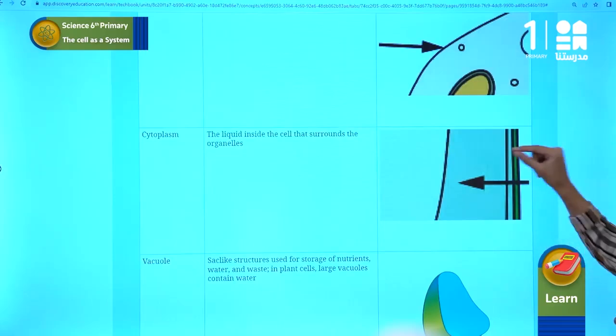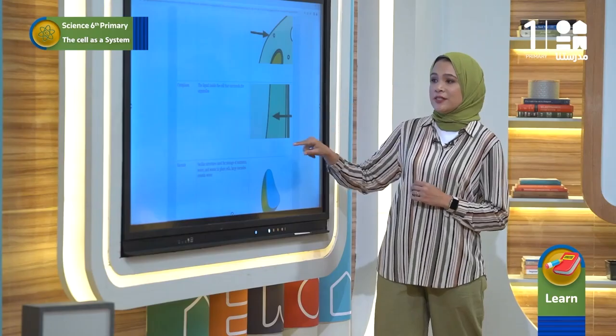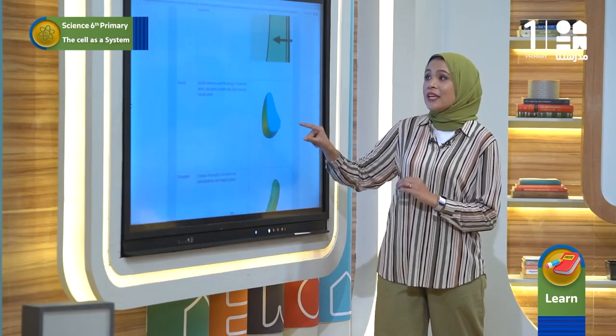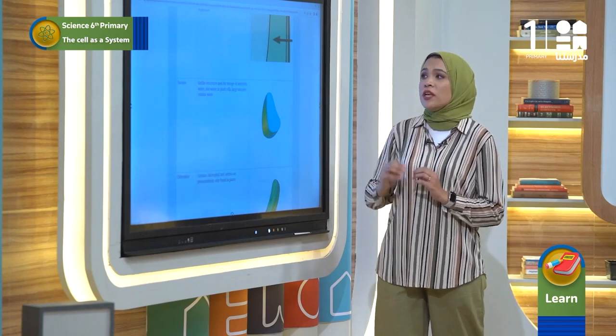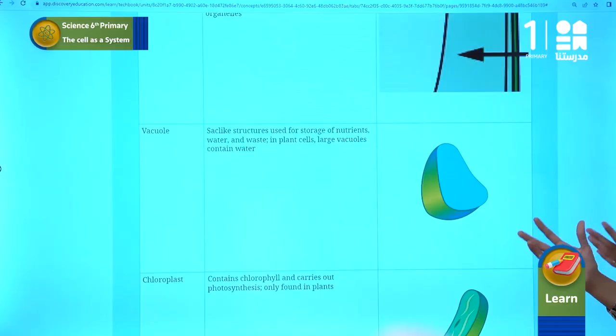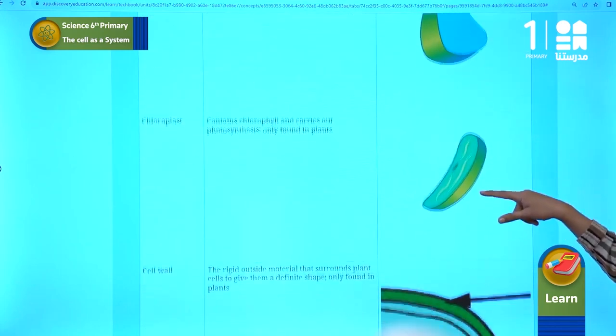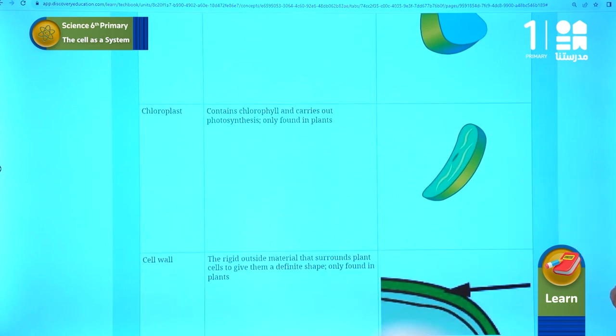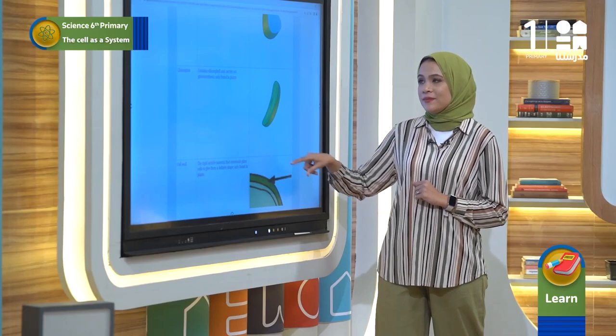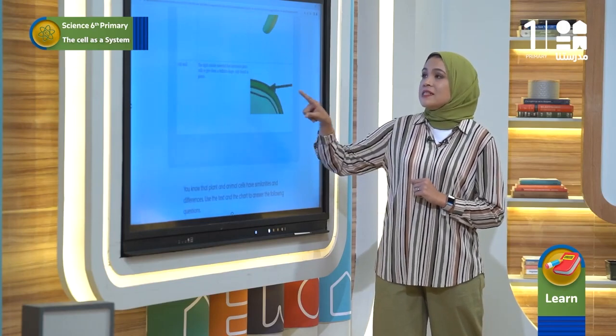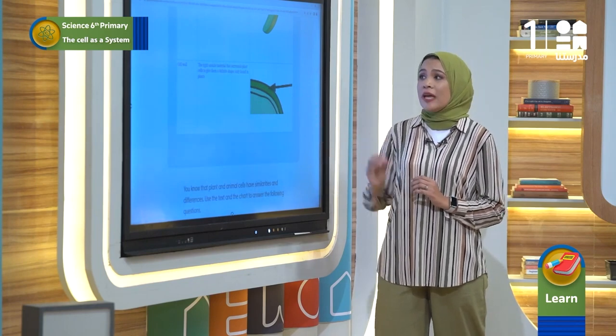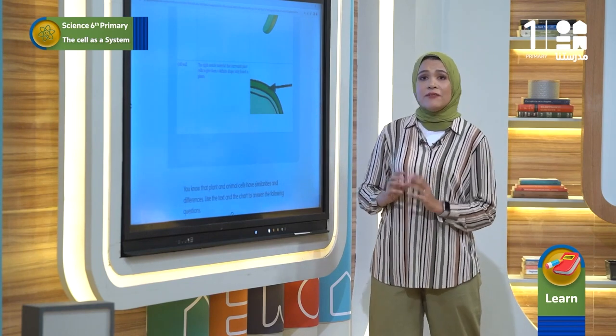Cytoplasm, the liquid inside the cell that surrounds the organelles. Vacuole is a sac-like structure used for storage of nutrients, water, and waste. In plant cell, large vacuoles contain water. Chloroplast contains chlorophyll and carries out photosynthesis, only found in plants. Cell wall, the rigid outside material that surrounds the plant cell to give it a definite shape, only found in plants.